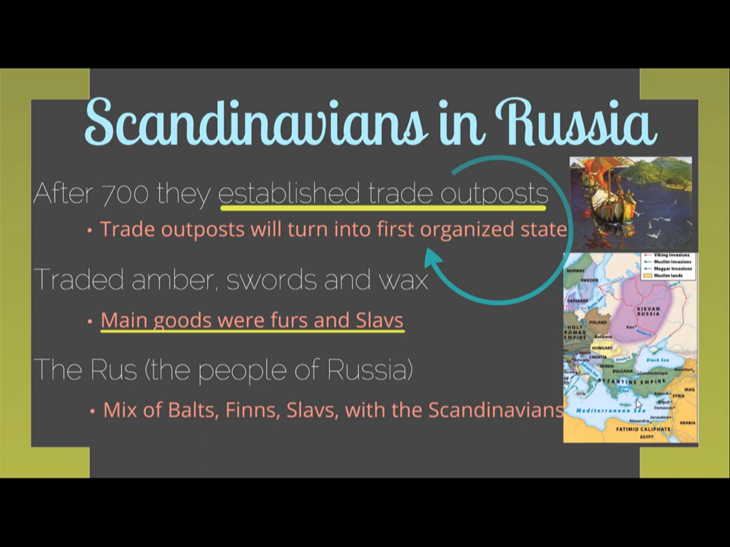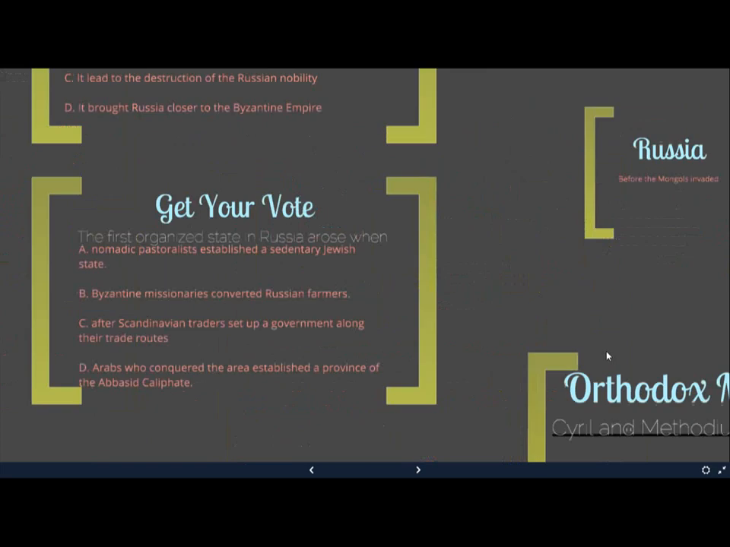The Rus, the people of Russia, will be a mix of Baltic, Finn, Slavic with the Scandinavians. So it's a melting pot of these northern territories, as you can see here in the map. Norway, Sweden, Denmark. They're all going to come together.